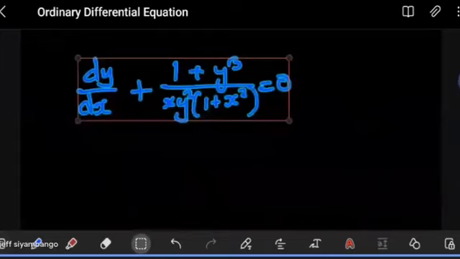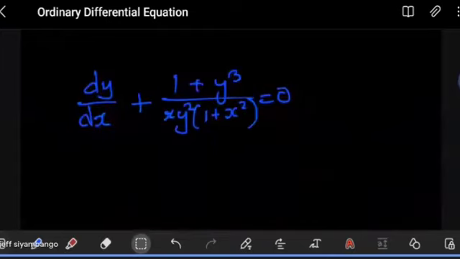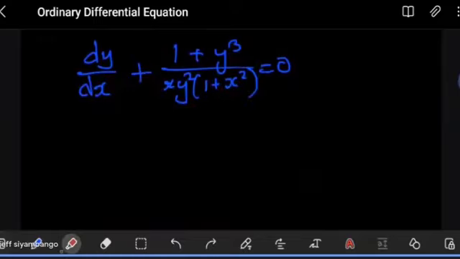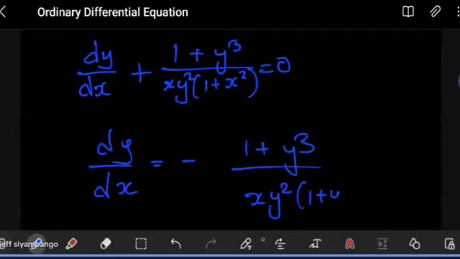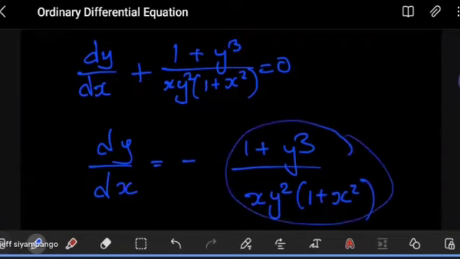Okay, let's begin. Everything with x has to be on one side, everything with y on the other. For now, I'll take the second expression to the right, and it becomes negative. So I have dy dx equals negative 1 plus y to the 3 over x y squared, then 1 plus x squared. Now I want to separate these variables. The problem is this side, where I have x's and y's mixing up.